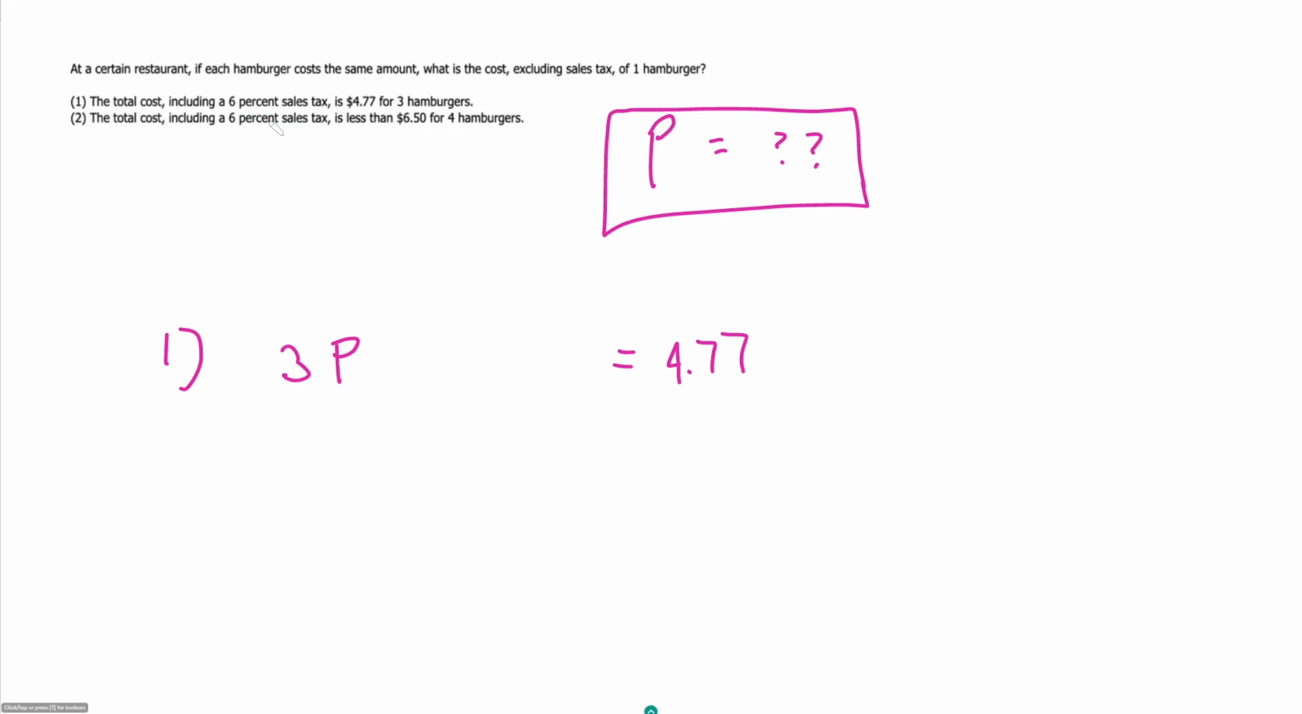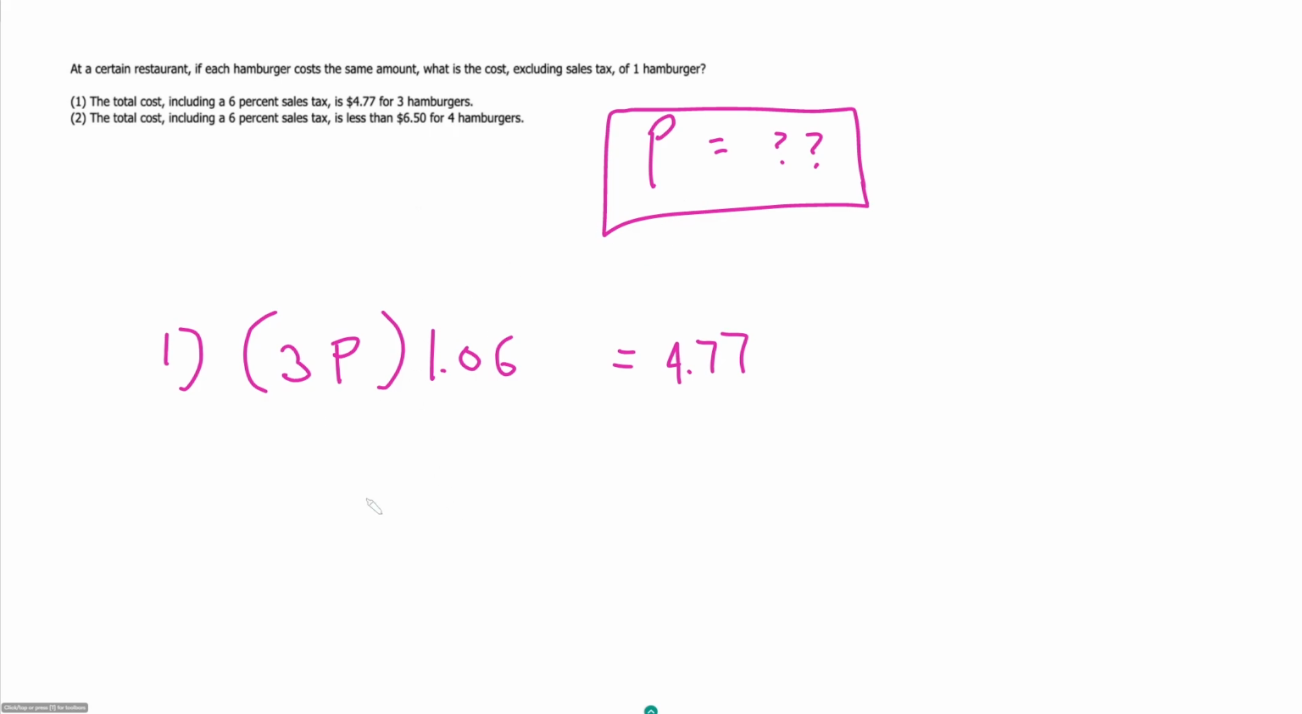And then to that, we're adding a 6% sales tax. And so you can think of that as just a 6% increase over the cost of our 3 hamburgers. And so that's just like multiplying the cost of our hamburgers by 1.06. And then we're still looking for P.